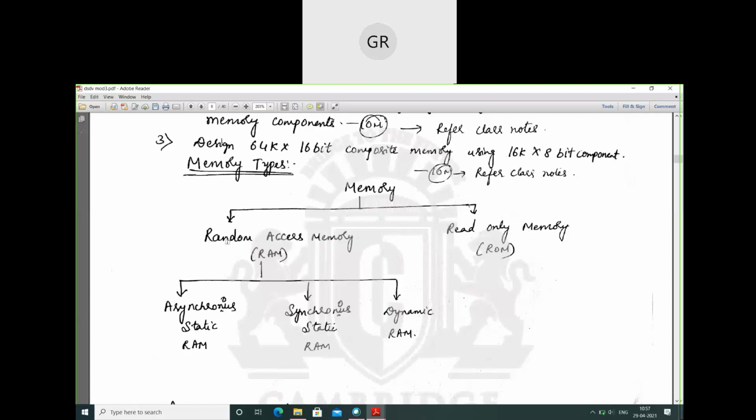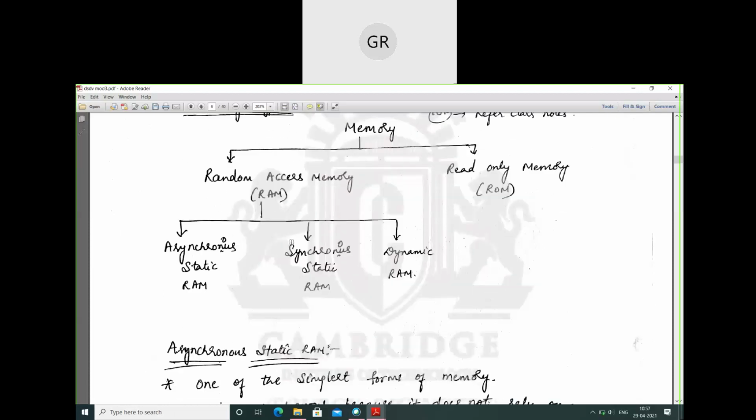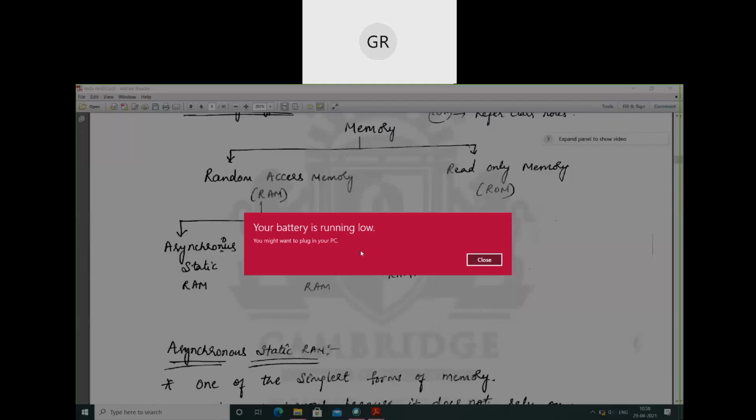Again here, classify random access memory as asynchronous static RAM, synchronous static RAM, and dynamic RAM. Okay, asynchronous static RAM, synchronous static RAM, and dynamic RAM. Today we'll discuss about the asynchronous static RAM.